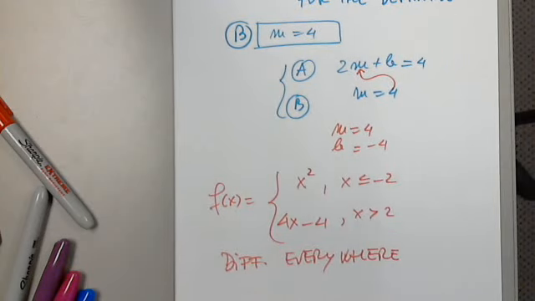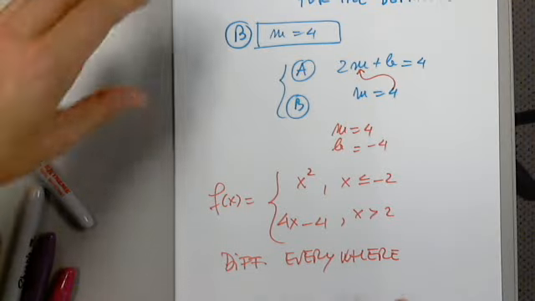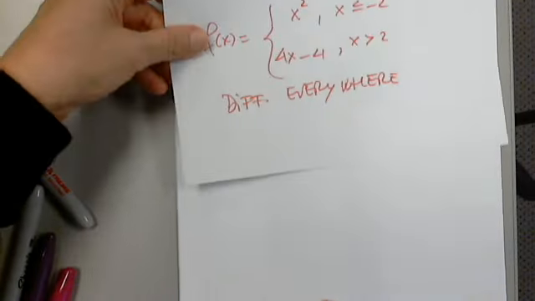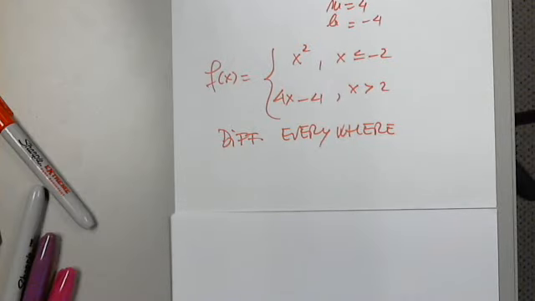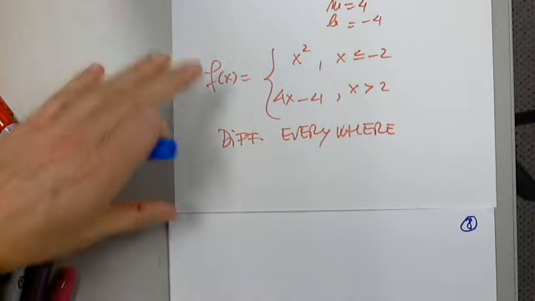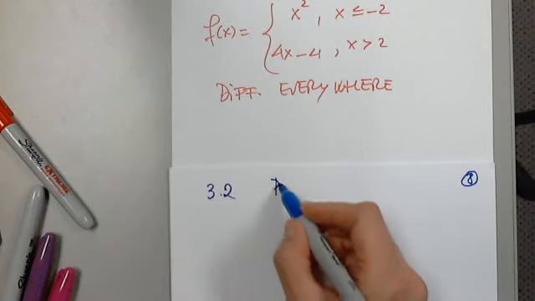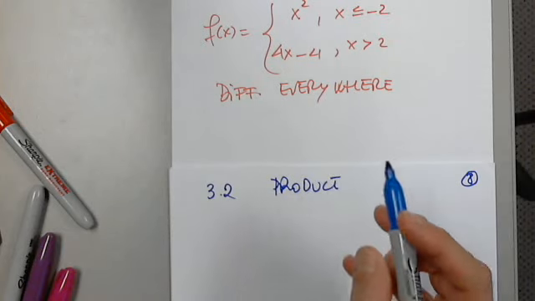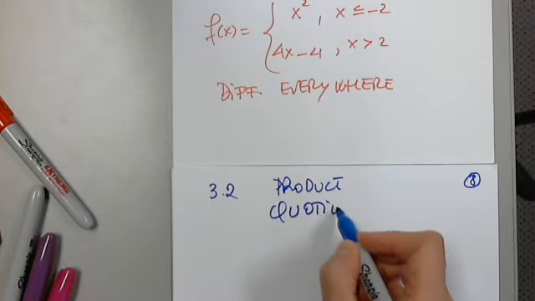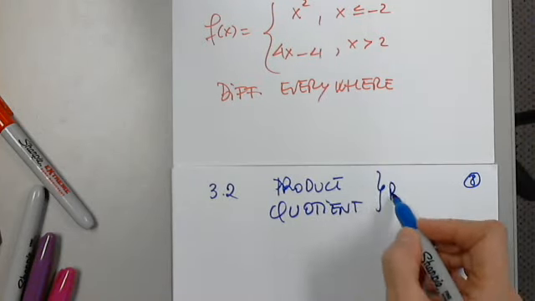Okay. So I think with this and these ideas, we can move on to the next section. In the next section, I like a slightly different order than it's presented in the book, but I support your decision and agree with your decision if you prefer the method in the book. So 3.2 is the product and quotient rules.